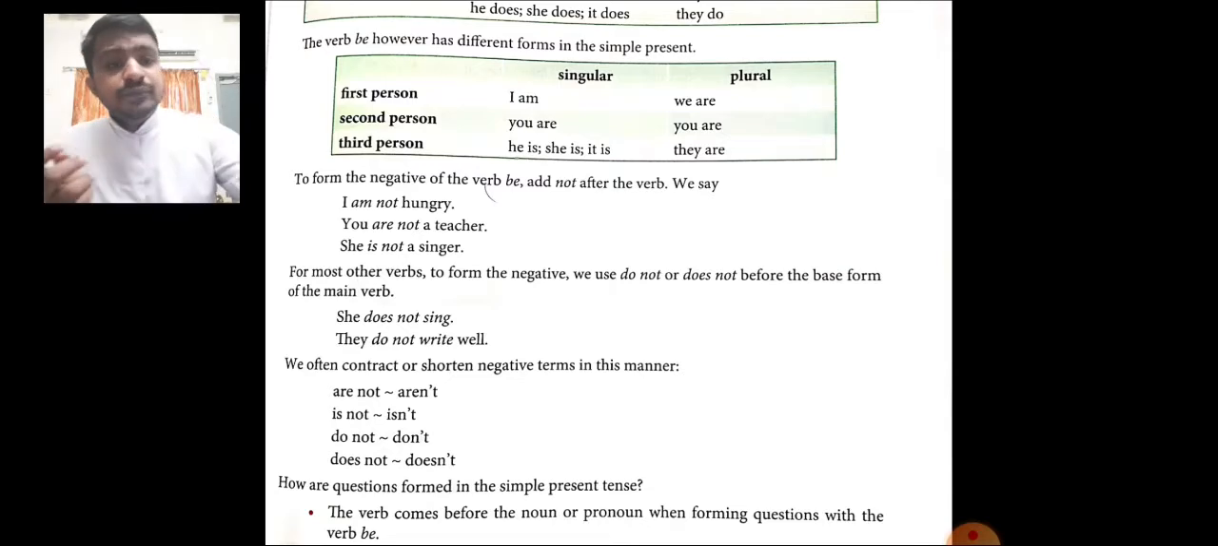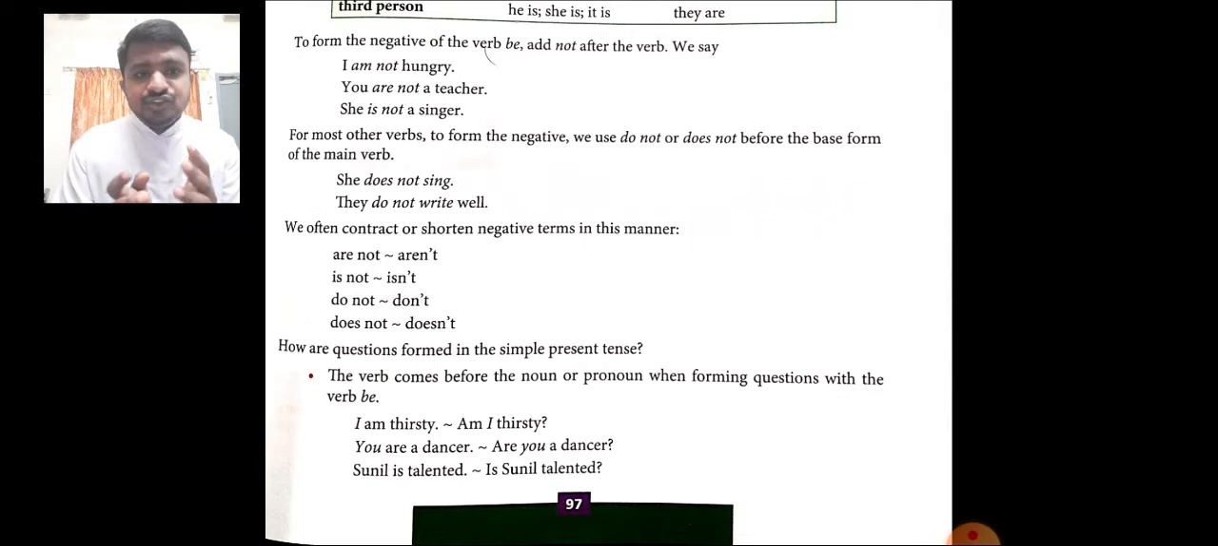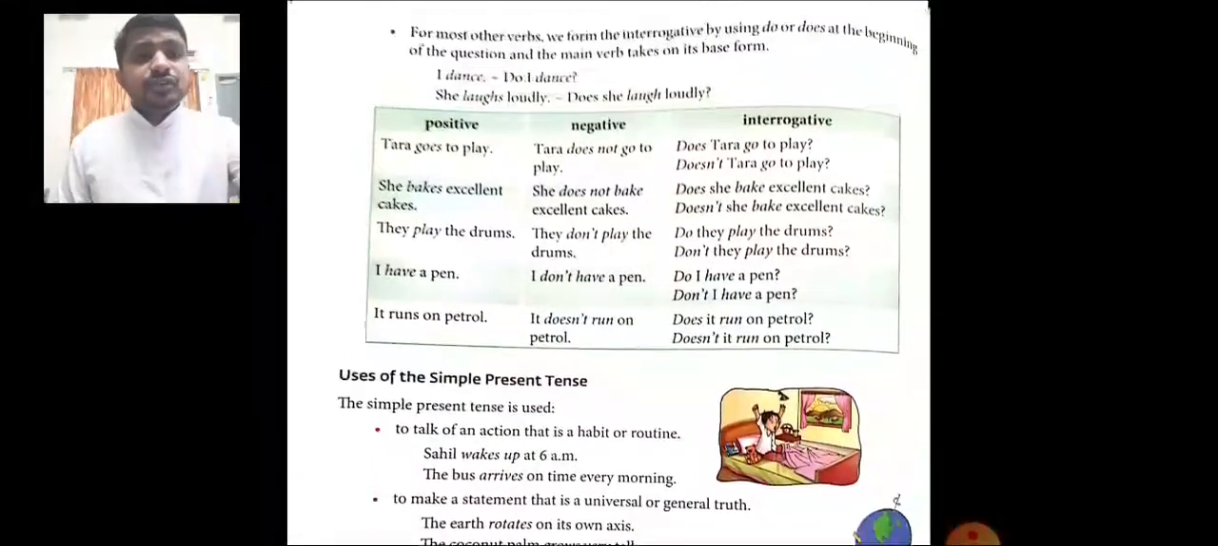Now how to form the questions? If the verb form be comes, then that verb form be should come in the beginning, then the subject, then the object, then question mark. I am thirsty, am I thirsty? You are a dancer, are you a dancer? Now we shall see how it will be when the other verb comes.